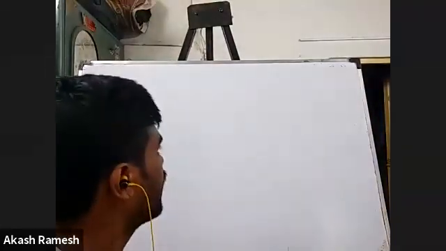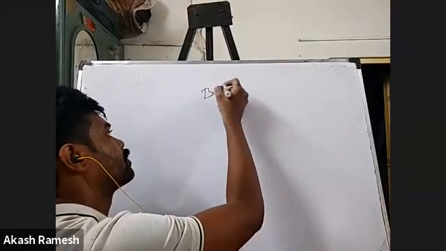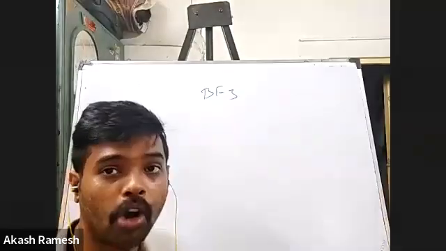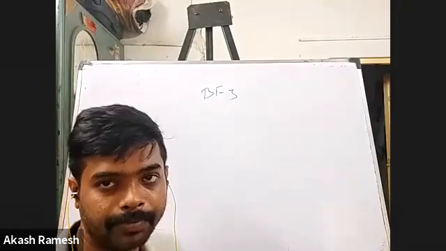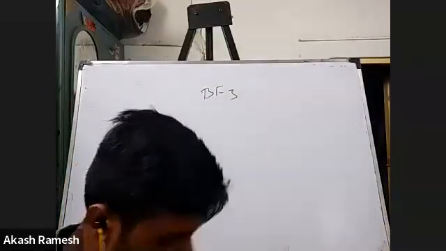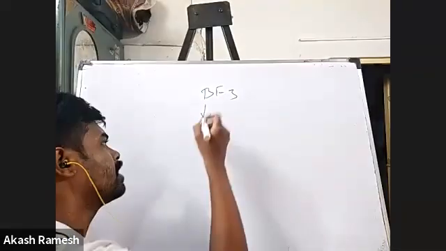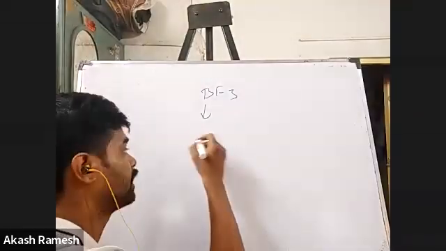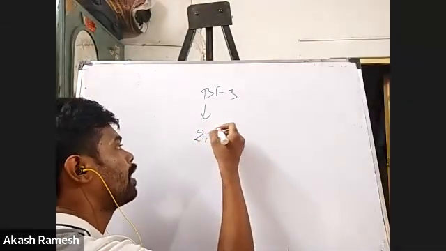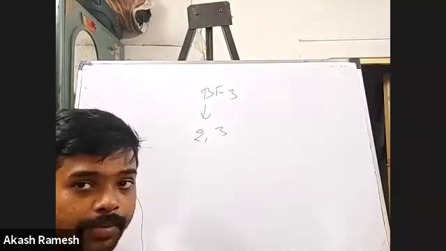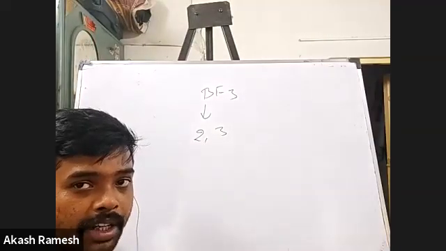Say I have BF3, boron trifluoride, is the compound. Now, if I look at this compound, boron has atomic number 5, right? So it will have 2, 3 as the configuration.